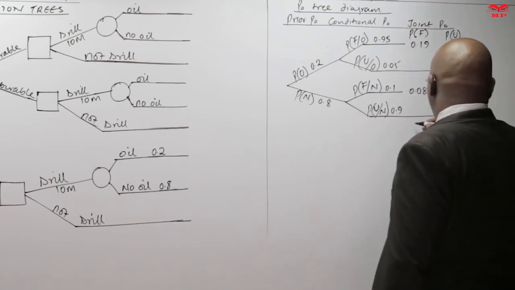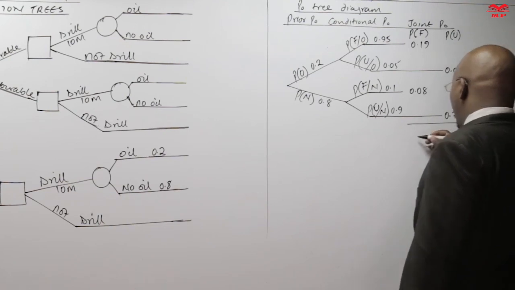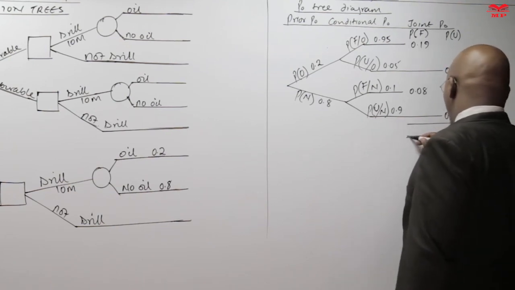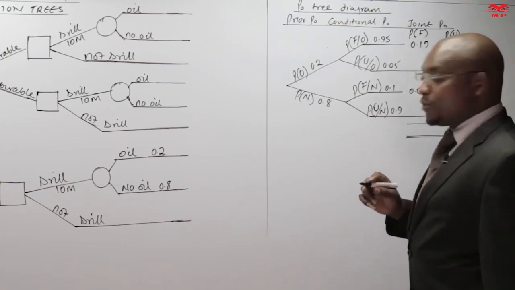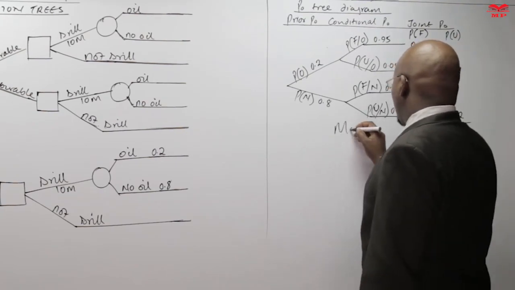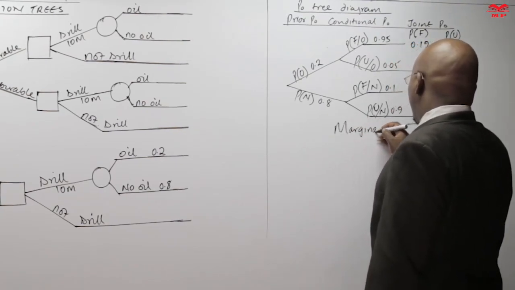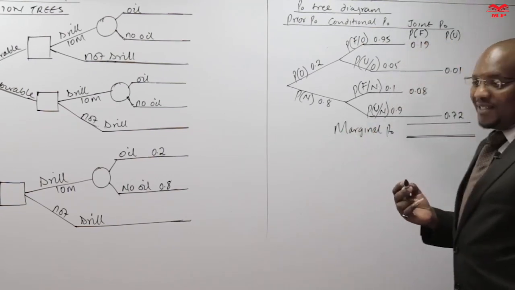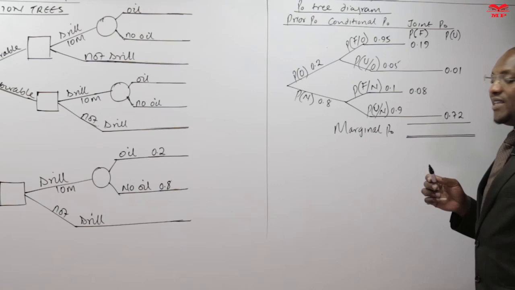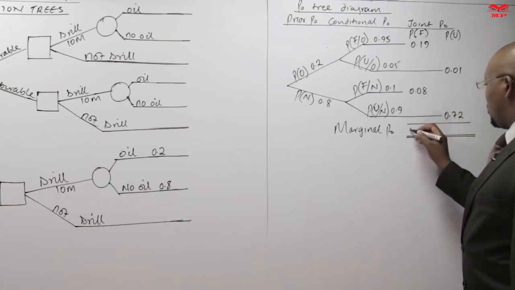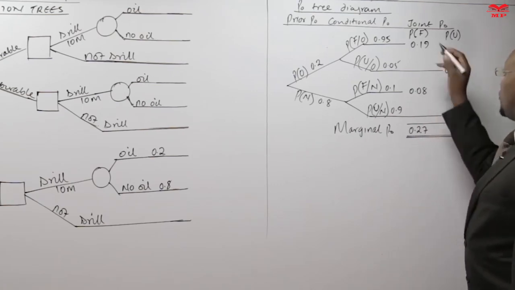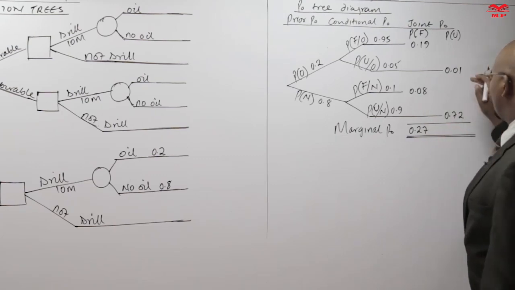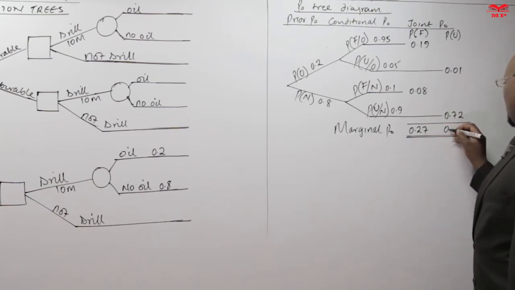So that now, once we have grouped them that way, we have the opportunity of showing what we call the marginal probabilities down here. If you add the 0.19 and the 0.08, you get 0.27. So 0.27 is the probability of a favorable report. And this is 0.01 and 0.72, you get 0.73.